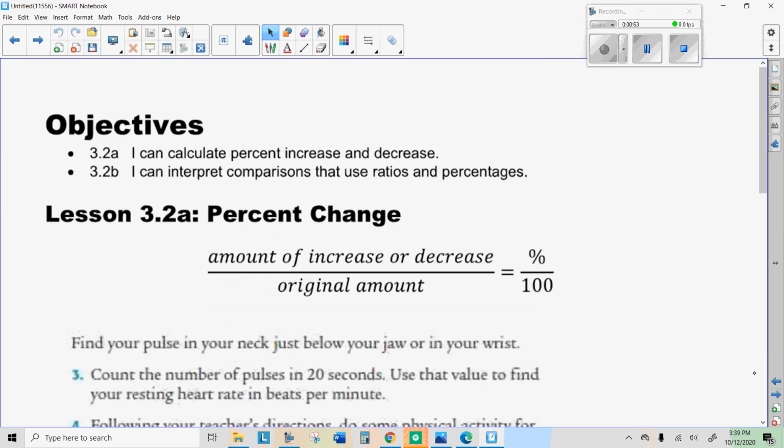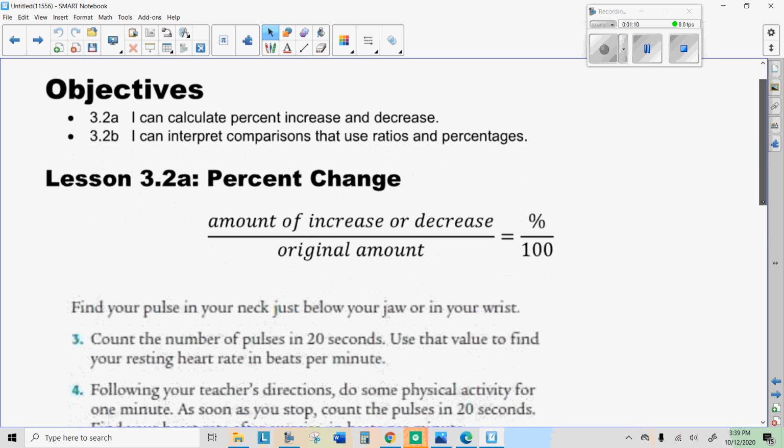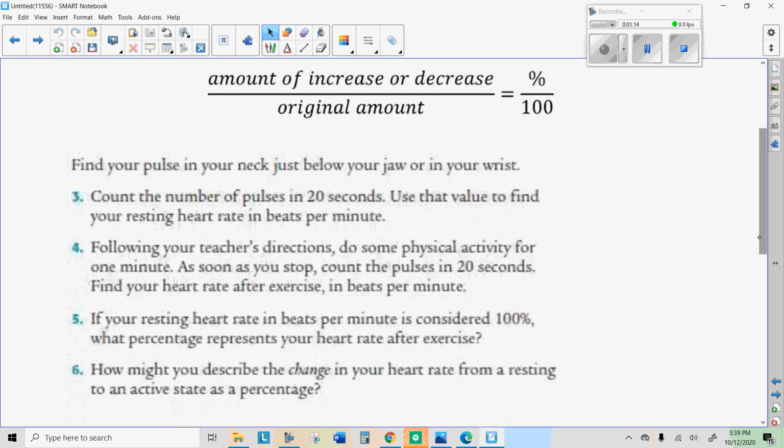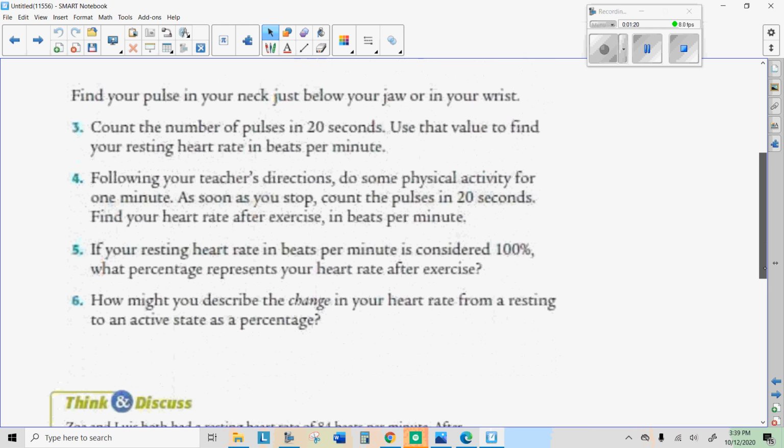All right. So one thing we could do is talk about our resting heartbeat compared to our exercise heartbeat. So when you exercise, your heartbeat goes up, and we could use a percent to show that. This is a little exercise you can do on your own if you want. If you'd like to stop and just get your numbers for yourself, go ahead and do that. I'm going to use some numbers that are already given here.